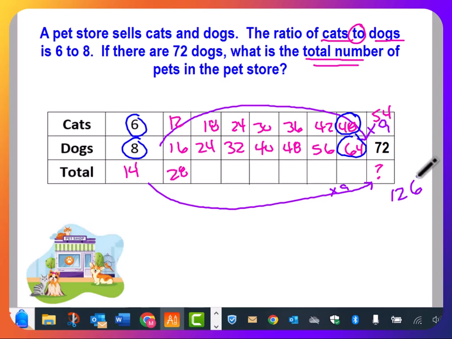So again, there's a lot of different ways you can use the ratio tables, and you just have to play around with them. There is not one correct way to use it.